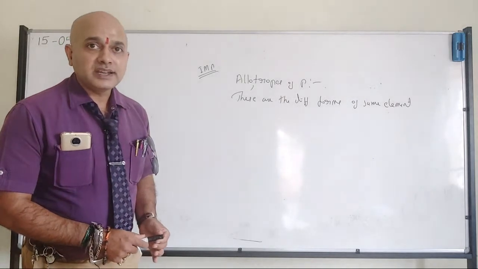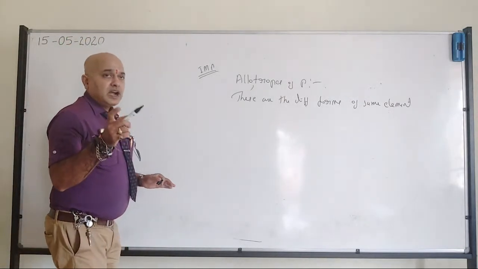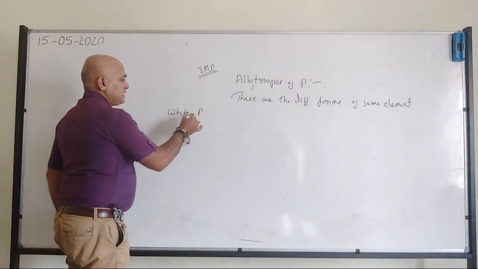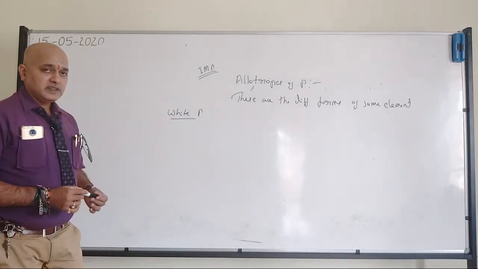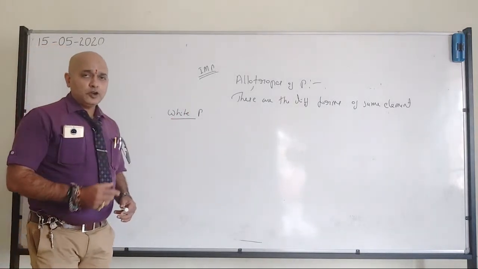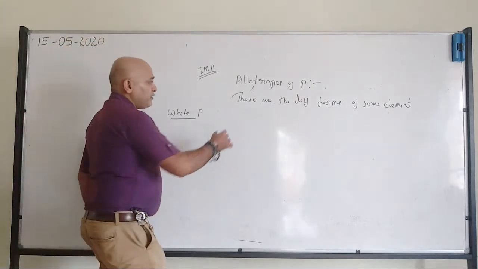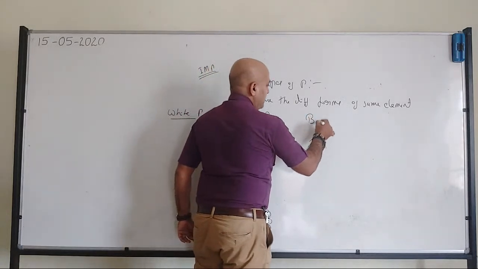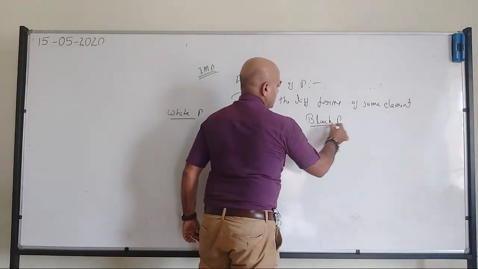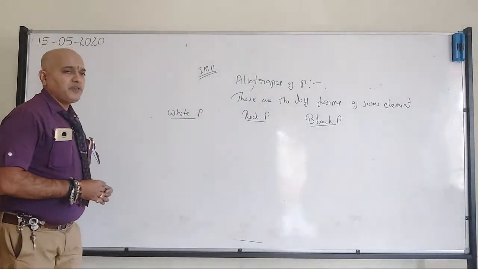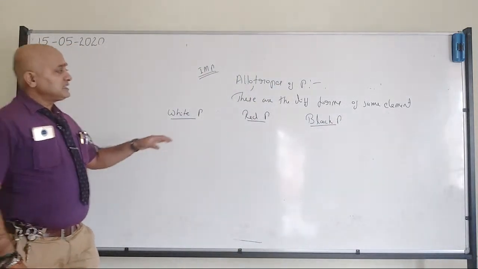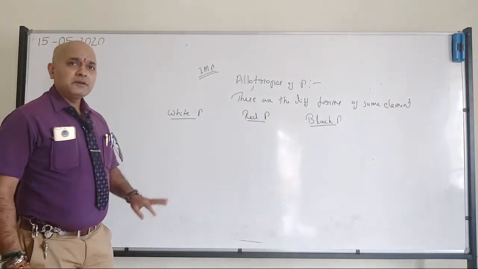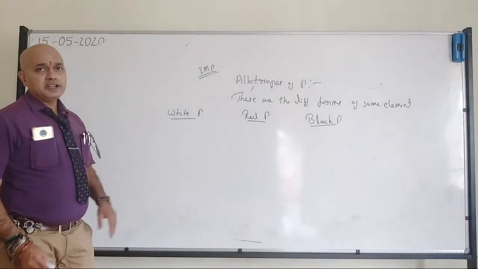What I will do here is make 3 columns to make it easy. The first one is white phosphorus. We have a total of 3 allotropes of phosphorus: white phosphorus, then red phosphorus, then black phosphorus. So that's where we have the 3 forms. With respect to exact color, red phosphorus will not be exactly red, but similar to that. But white will be white only.